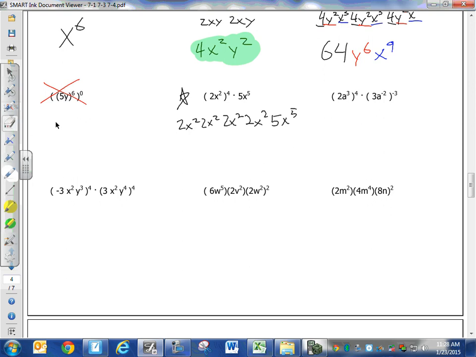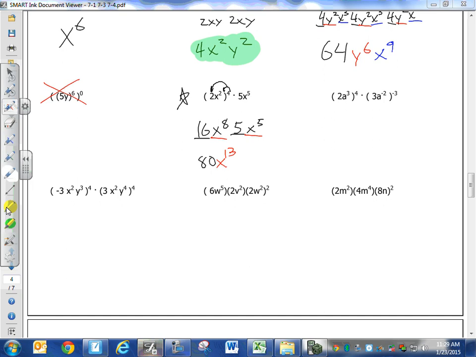If you applied the rules, you would say, okay, 2 to the 4th, 2, 4, 8, 16. X squared to the 4th, x to the 8th, times 5x to the 5th. Now you can multiply 16 and 5, 80. You can multiply x to the 8th times x to the 5th, knowing that when you're just multiplying, you add the exponents. 80x to the 13th is correct.